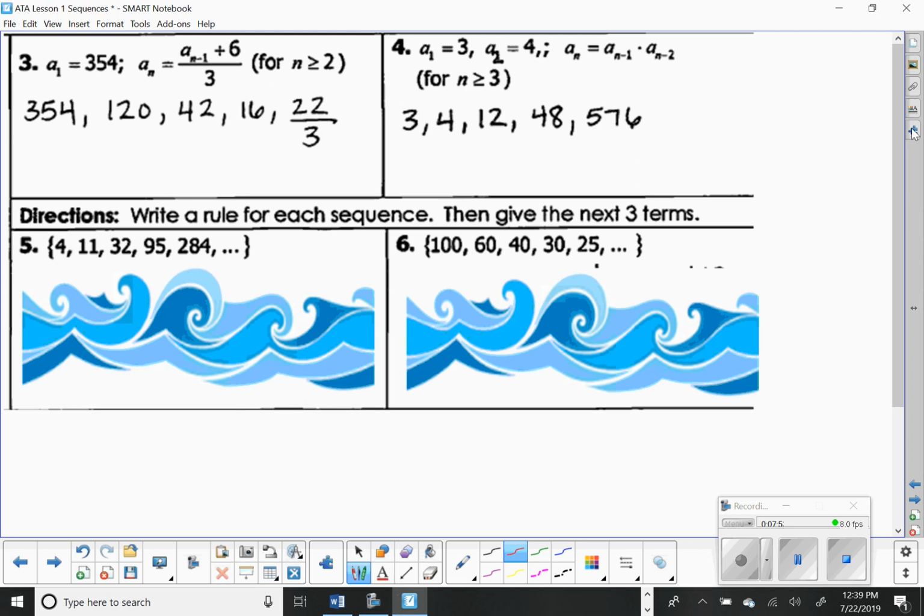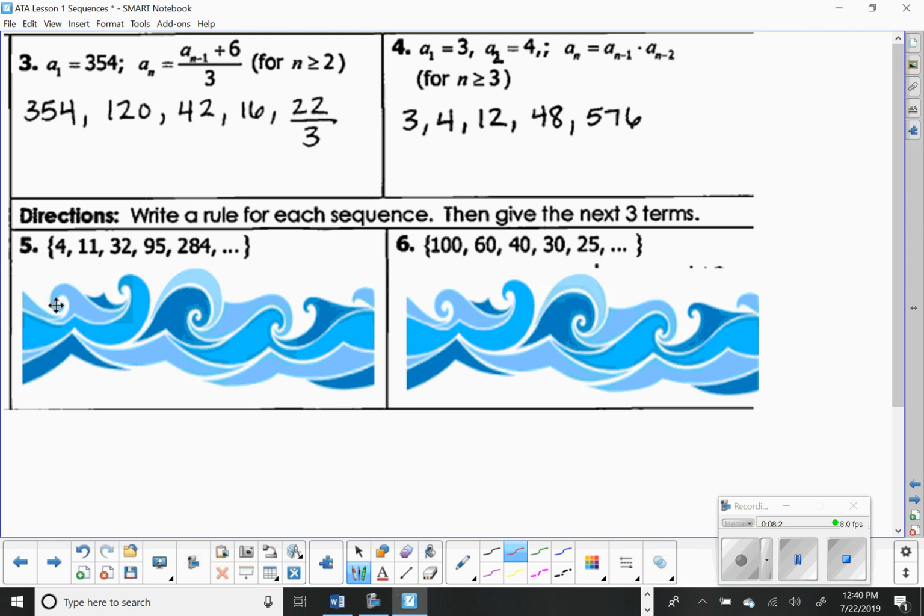Now, for numbers 5 and 6, it says to write a rule for each sequence, then give the next 3 terms. Well, let's first look at number 5. If I want to write a rule, I've got 4, 11, 32, 95. What I want to do is think about, what do I do to 4 to get 11? Then what do I do to 11 to get 32? What do I do to 32 to get 95? Can I multiply it by?